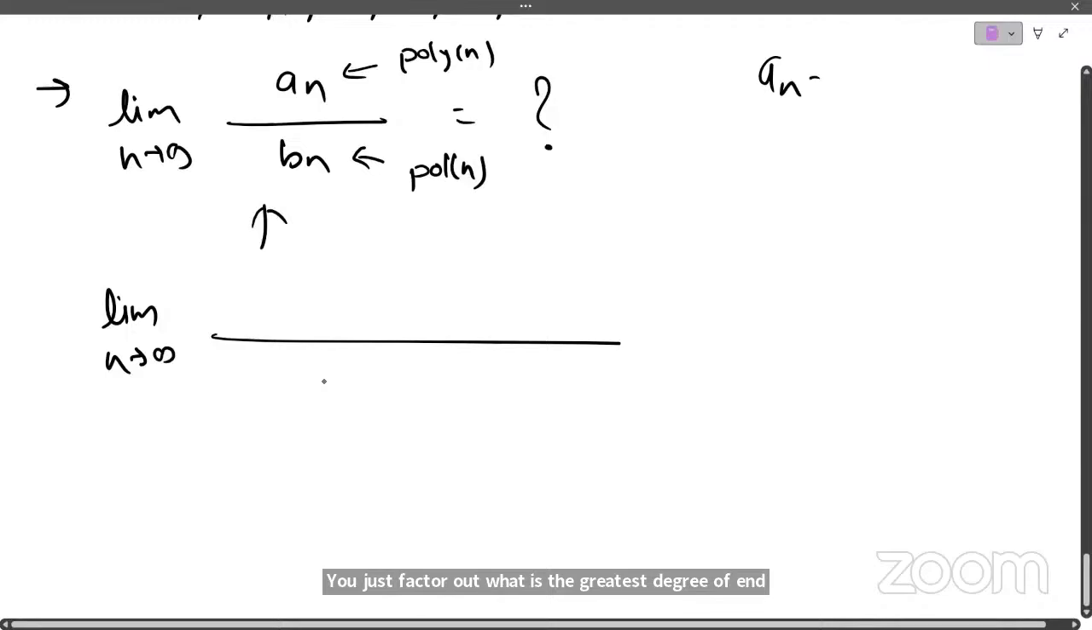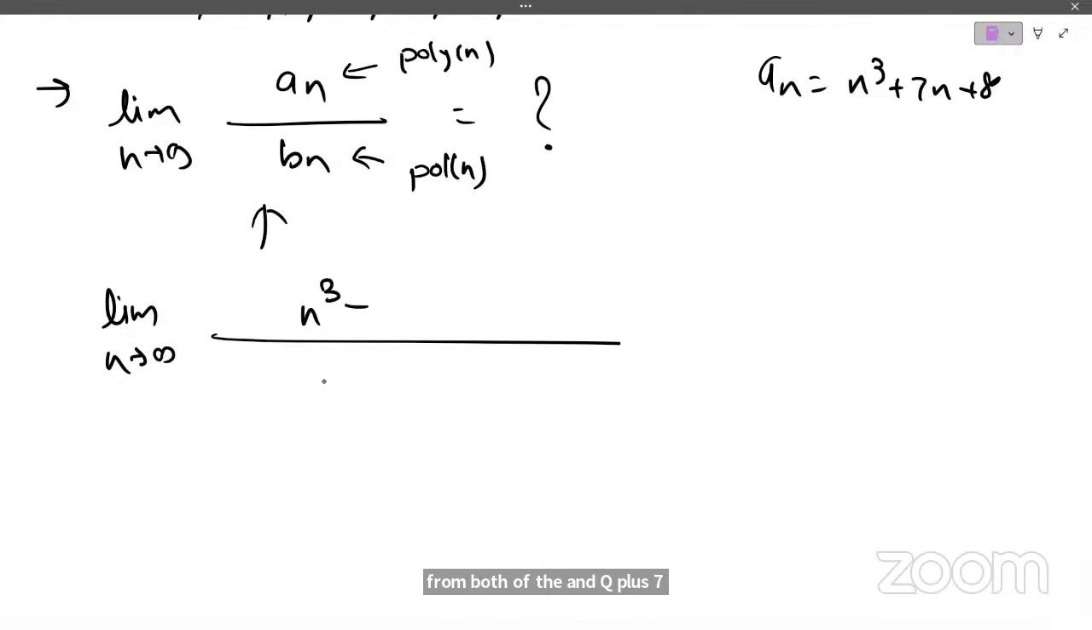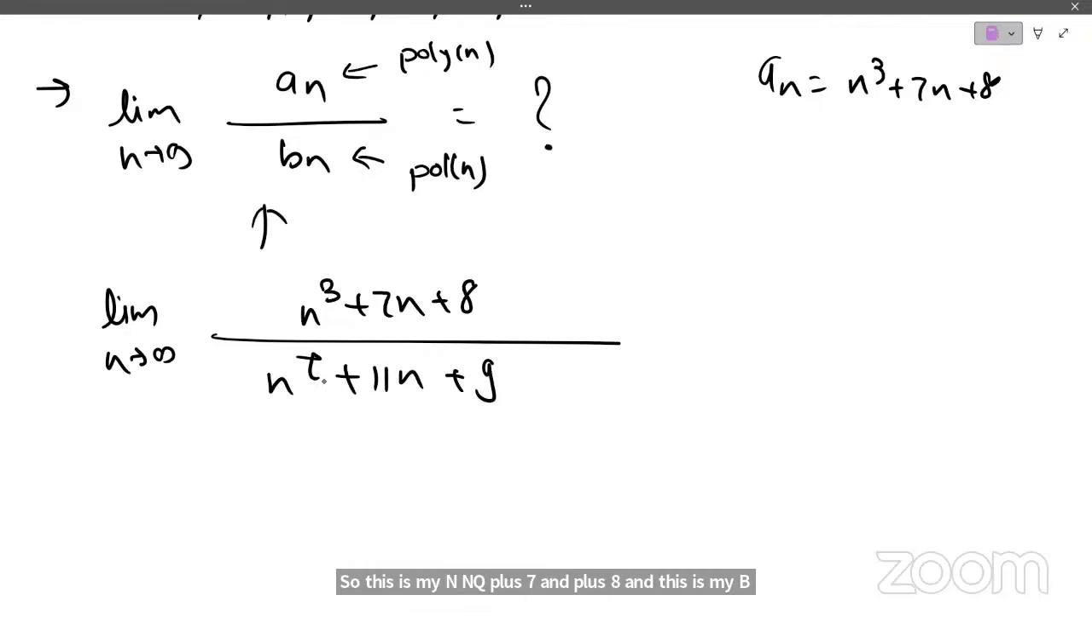For example, if my an is n cube plus 7n plus 8, and this is my bn, suppose n to the power 7 plus 11n plus 9 or minus 9, something like this. If you are given such a question, that you have to find the limit as n tends to infinity, then what you will do, you will factor out the largest degree of n from the numerator as well as from the denominator. So in the numerator, what is the largest degree of n?